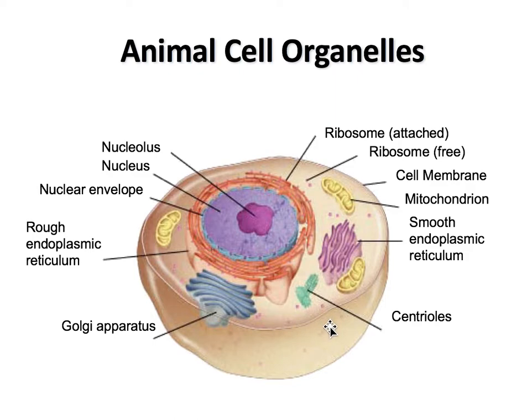So here's your animal cell, and some things that are unique to animal cells. They tend to have more of an irregular shape than a plant cell, which has a more rigid cellular shape. They also have these things known as centrioles, which help in cell division. They also have lysosomes, which help break things apart, not really pictured here.